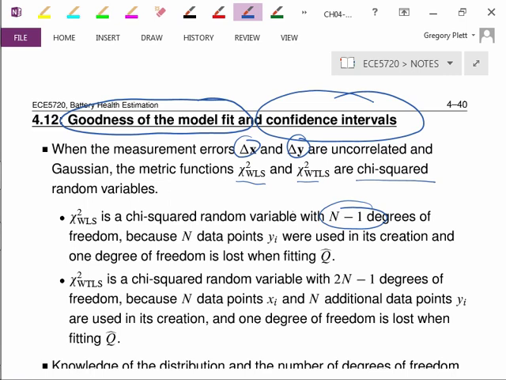The weighted total least squares is a chi-squared random variable with 2n-1 degrees of freedom. Here we have n data points xi and n additional data points yi. In the weighted least squares, the yi are random, but xi is not random, so that's why it's not included. But in the weighted total least squares, they're both random, so I've got 2n random data points, and I lose 1 degree of freedom when I'm fitting Q hat also.